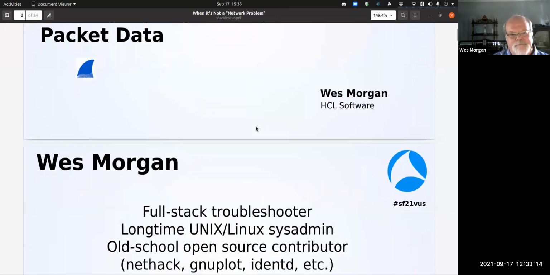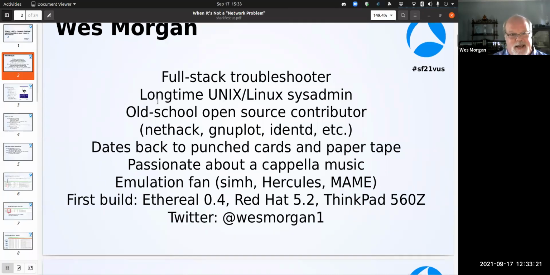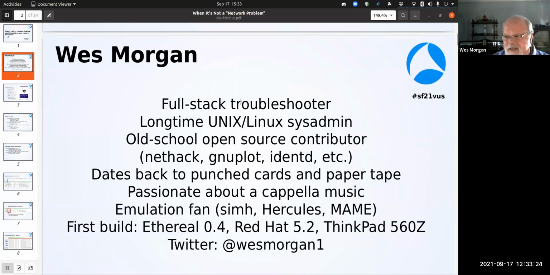My name's Wes Morgan, and I am basically what gets called a full stack troubleshooter these days. I started off as a Unix and Linux sysadmin, been doing open source for a long time. If you ever played NetHack or used GNU Plot, I wrote some code for those. I actually date back to the days of punch cards and paper tape. So I've been doing this for a while. About the last 22 years, I've been working as a software support and networking engineer.